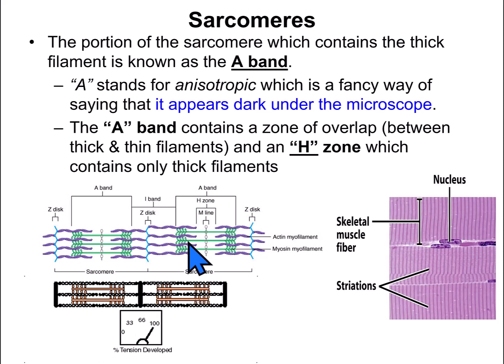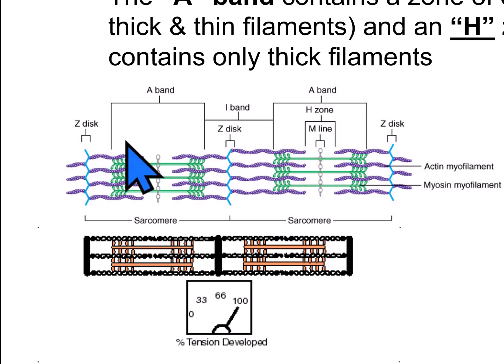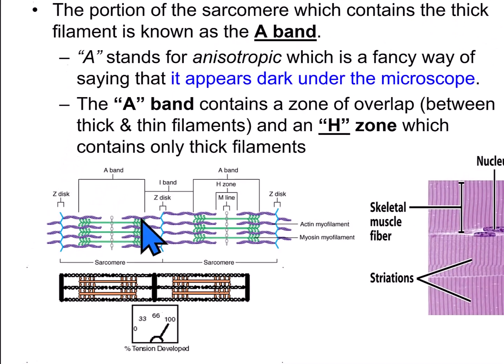We have the A band. And this is the part of the sarcomere that contains the thick filament. So when you look here, the A band goes from one end of the thick filament to the other end of the thick filament. Well, the definition is it contains a thick filament, but there's also an overlap of thin filaments, and that's also going to be in that A band if there are any thin filaments overlapping in on the thick filament.